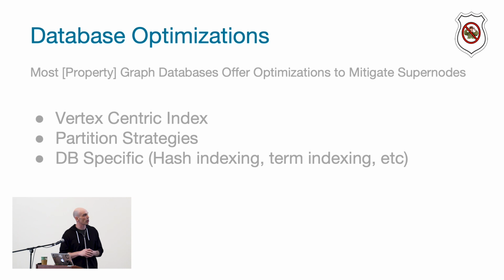And finally, this is where there's differentiation between the different database vendors. Some vendors will offer hash-based indexing to help solve this problem. Others, like DSE Graph, which does this as well, will have term or Lucene indexing in there. So you can do different types of modeling and take advantage of some indexing to get the results.